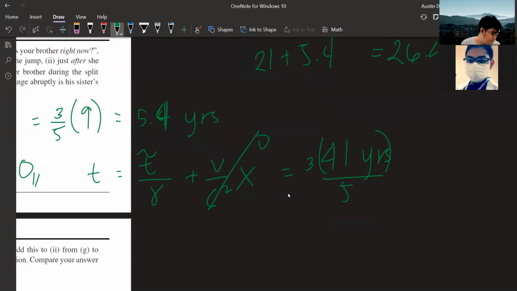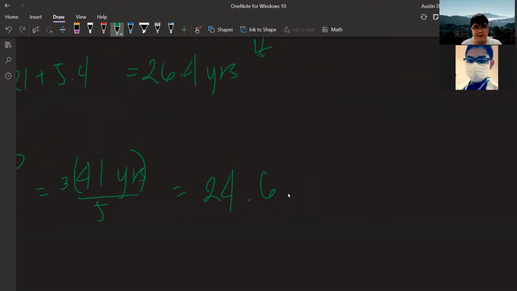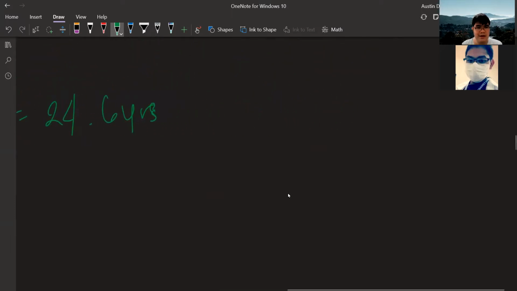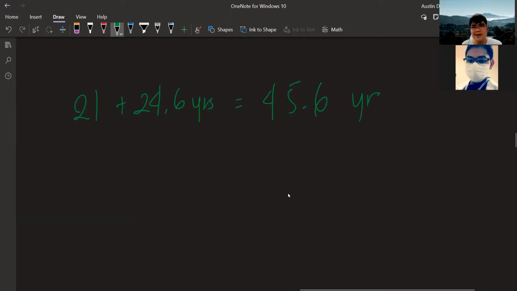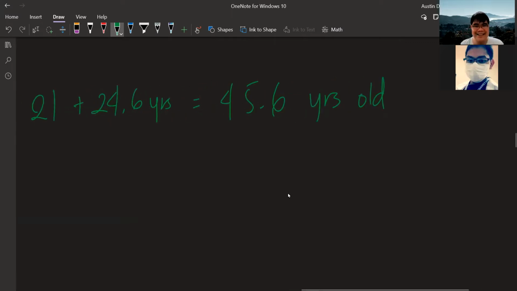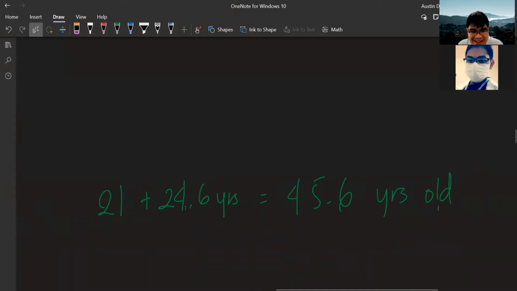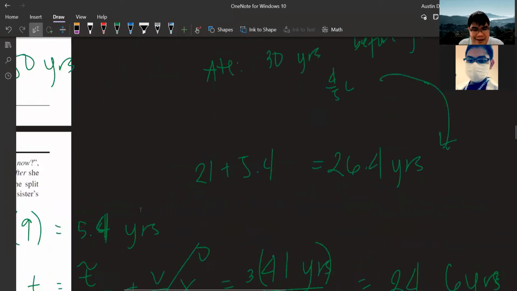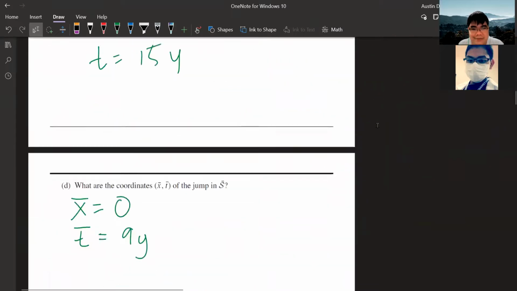3/5 ng 41. And that is around kalahati, 24.6 years. So we add this to the 21 years old na kuya niya. 21 plus 24.6 years. And that is 45.6 years old. Yung kapatid niya after making the jump. So doon nagkakatalo, no? So doon umaayos yung math. Okay. May 45.6 years old na jump. May 24.6 years na jump, nung pagtalon ni ate girl dun sa paglipat niya ng platform. Okay?